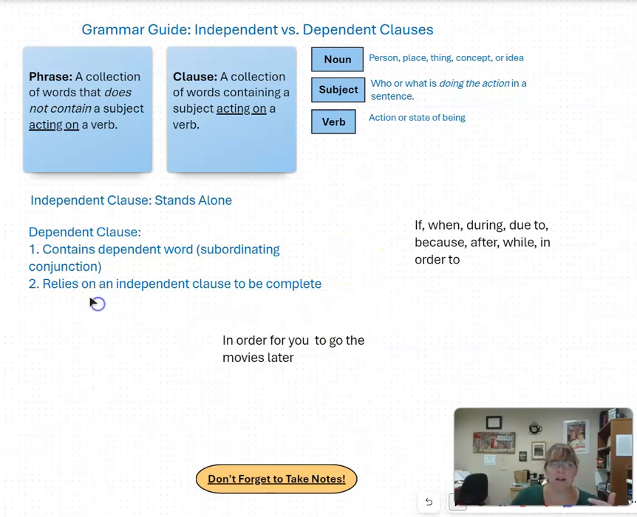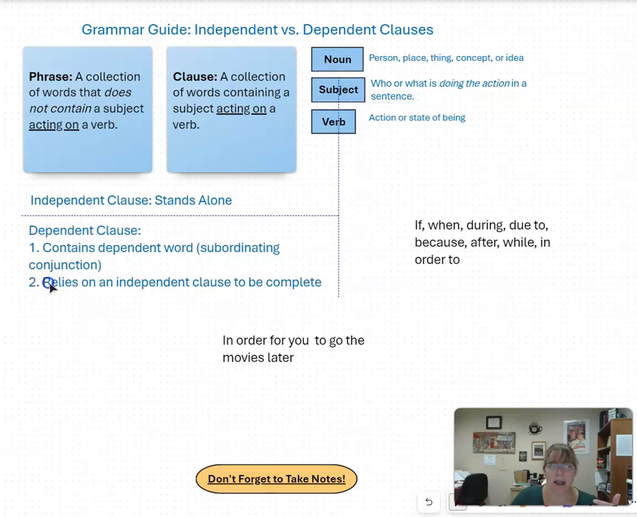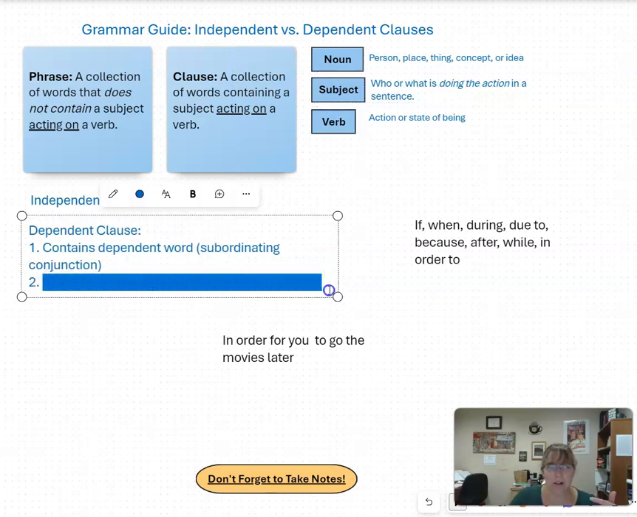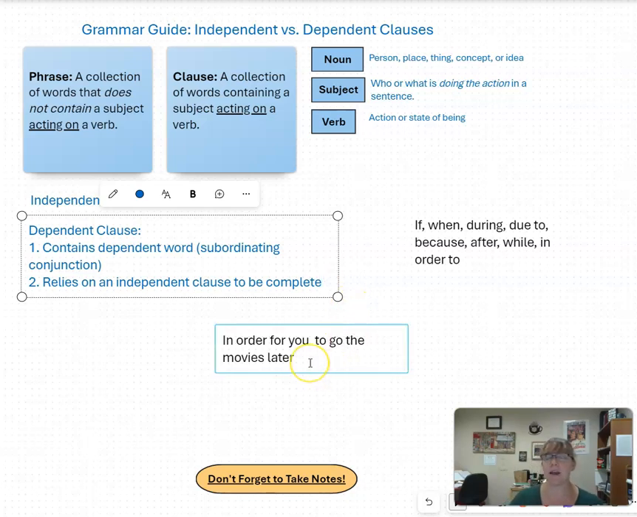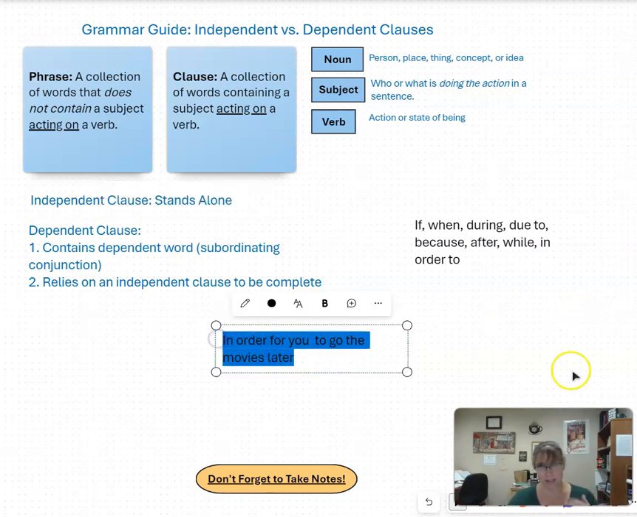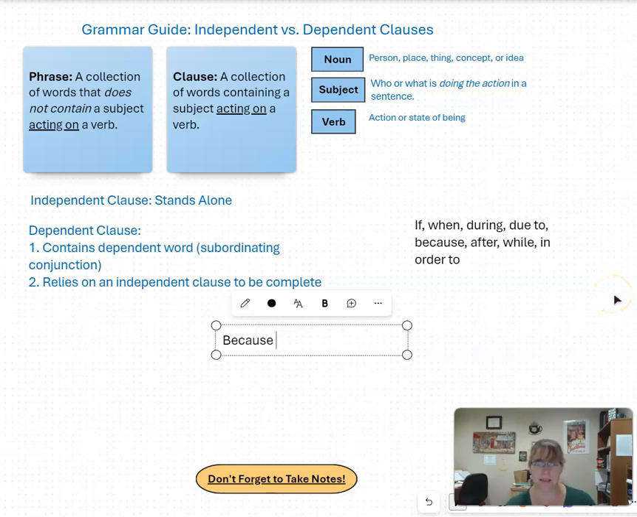A dependent clause relies on an independent clause to be complete. If we don't have an independent clause with this, we don't know the rest of the story. We don't know what the writer is talking about. Okay? Now, earlier in an example a minute ago, I started off with this word because I am going to the movies later.